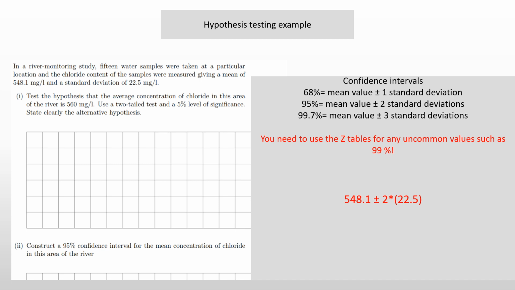So the mean is 548.1 plus or minus 2 standard deviations. The standard deviation is 22.5. You just do the calculation. The mean is in the middle there. If you do the minus, 548.1 minus 2 standard deviations, it will be 503.1. You put the mean in the middle, and then the upper limit will be 548.1 plus 2 standard deviations, which will be 593.1. And that's the confidence interval.